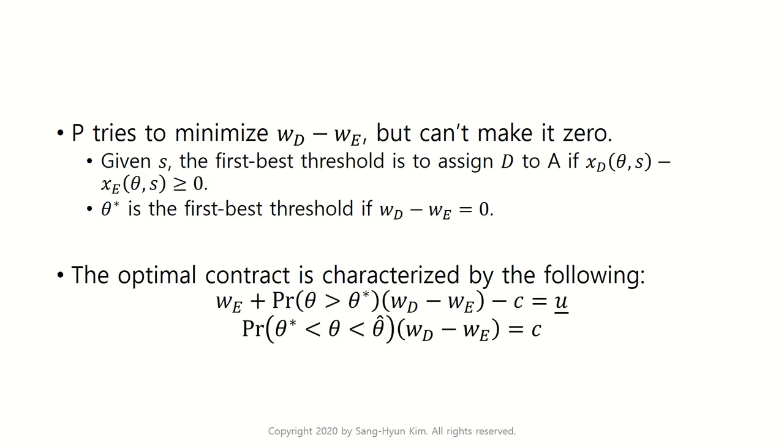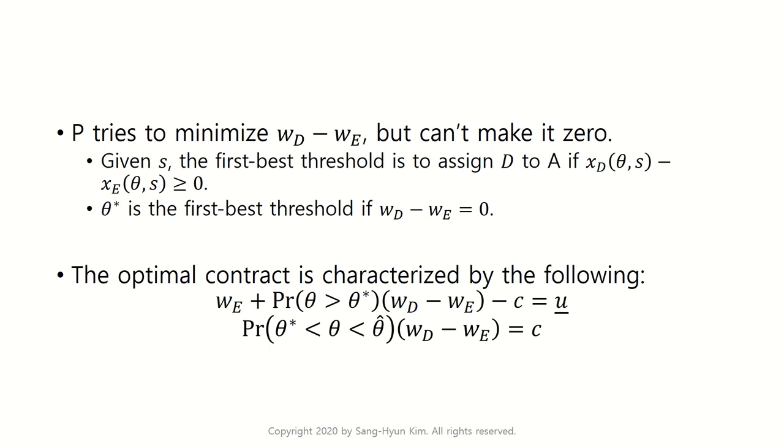So again, let me rephrase it. The principal tries to minimize WD minus WE, but the principal cannot make it 0. So the reason is this. Given the skill level, the first best promotion strategy is to assign the difficult task to the agent if XD minus XE is greater than 0. In other words, if XD is larger than XE, you just give the difficult job to the agent. So that's the optimal strategy.